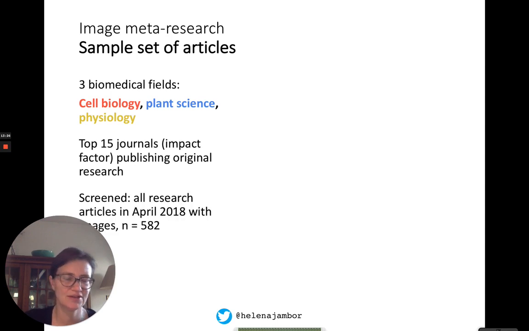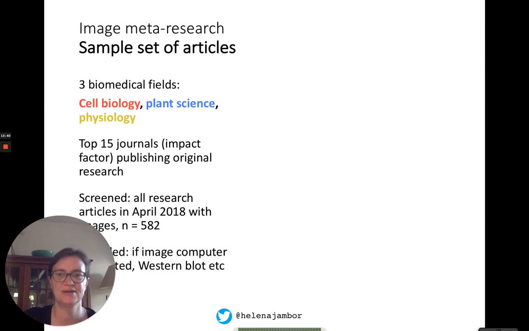And we decided on a pretty much arbitrary time frame. We wanted to look at all publications that appeared in April 2018 in any of those journals. And the number that we then settled on is close to 600 papers. We excluded papers that had images that were only Western blots or computer-generated images, since these have entirely different kinds of requirements for visualization in publication.